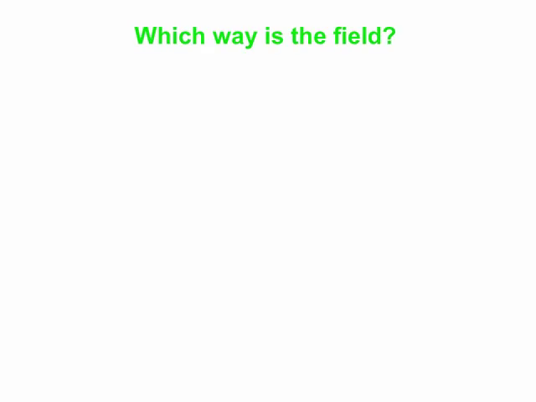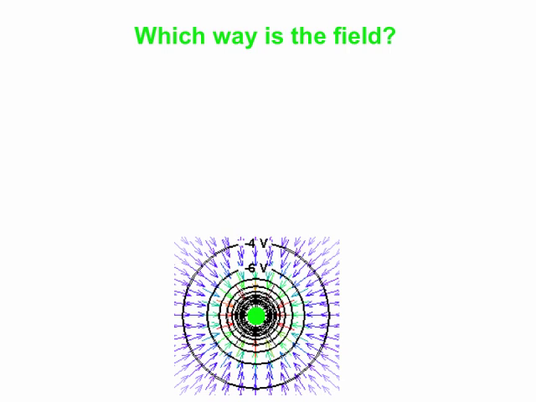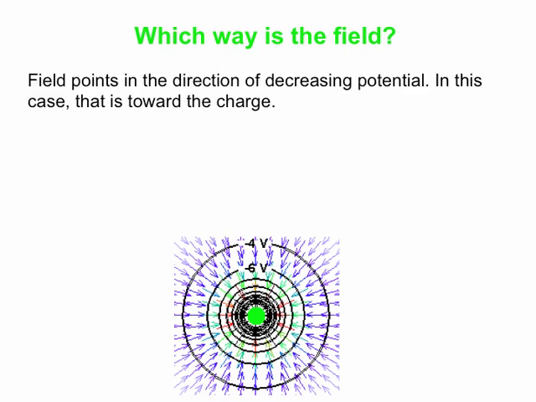Now we're going to think about how to approach this. What you remember here is that the field points in the direction of decreasing potential. The minus 4 volt line is the furthest out circle that we see, and the next one is minus 6 volts. Going from minus 4 to minus 6 is a decrease in potential. So the field does point inward, from minus 4 to minus 6, and then minus 6 to minus 8 to minus 10, etc. So that's one way to think about it. The field points in the direction of decreased potential, and that's toward the charge.